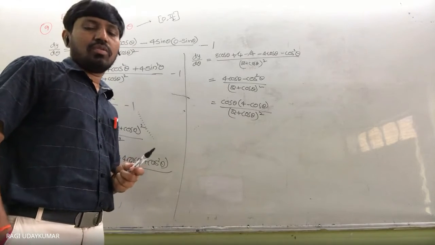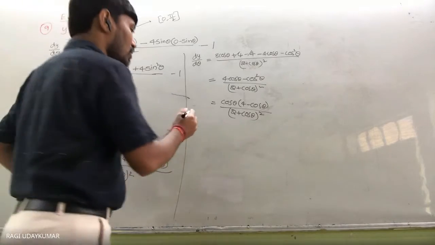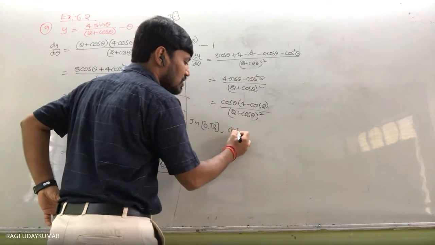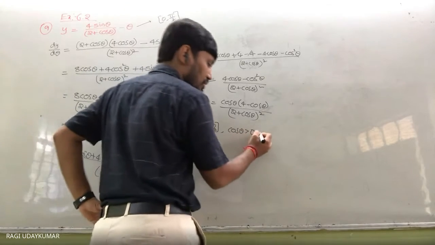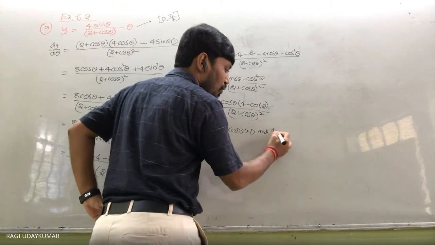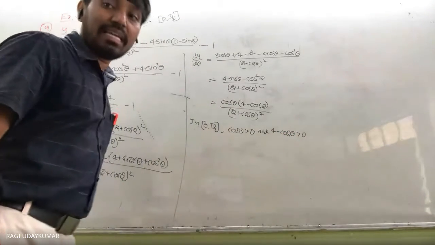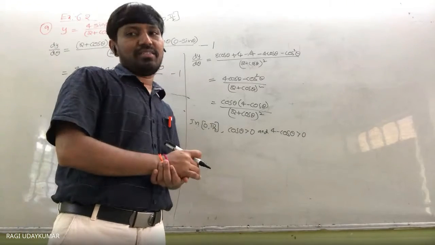First quadrant. In the first quadrant, all are positive. So in closed interval 0 to pi by 2, cos theta is greater than 0 because always it is greater than 0, and 4 minus cos theta is always greater than 0, whatever the value you take. Right? Cos theta value is not more than 1, isn't it? 1 से ज़्यादा नहीं होगा, मैक्सिमम तो 1. तो 1 ले लिया तो भी 4 minus 1.